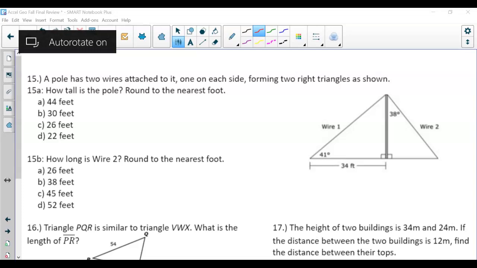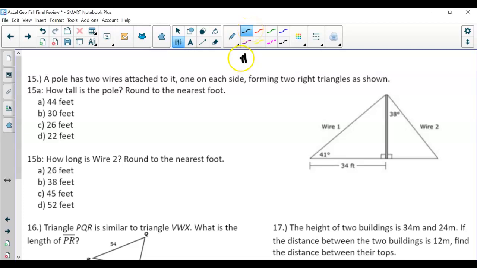So for the accelerated geometry final review, this video, I'm going over numbers 15 to 26. So now looking here at question number 15, we're first asked, given this situation here, how tall is the pole?